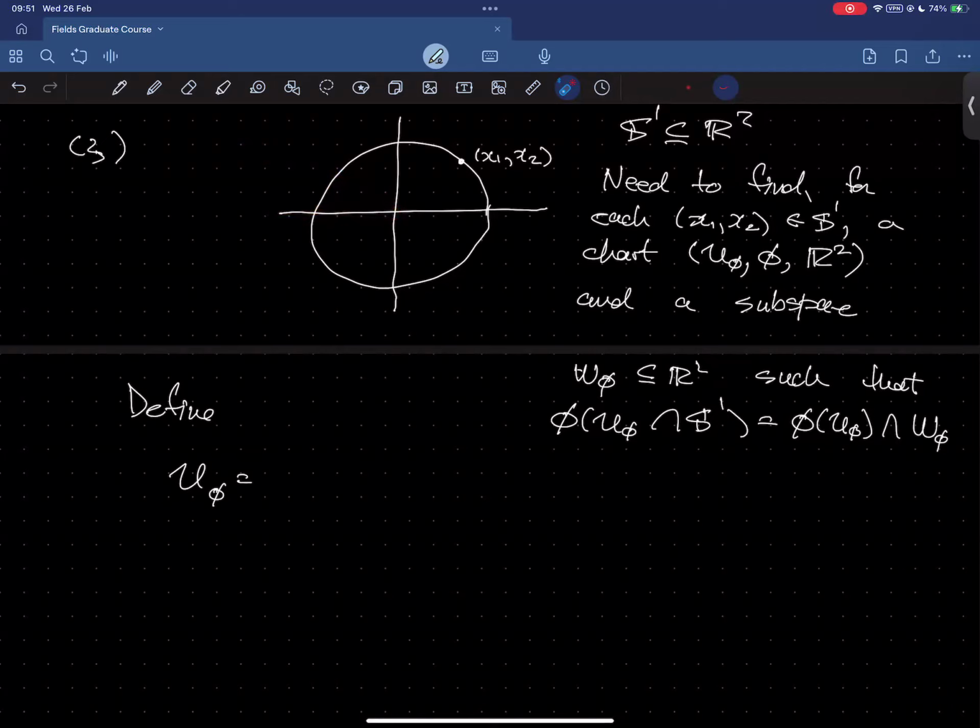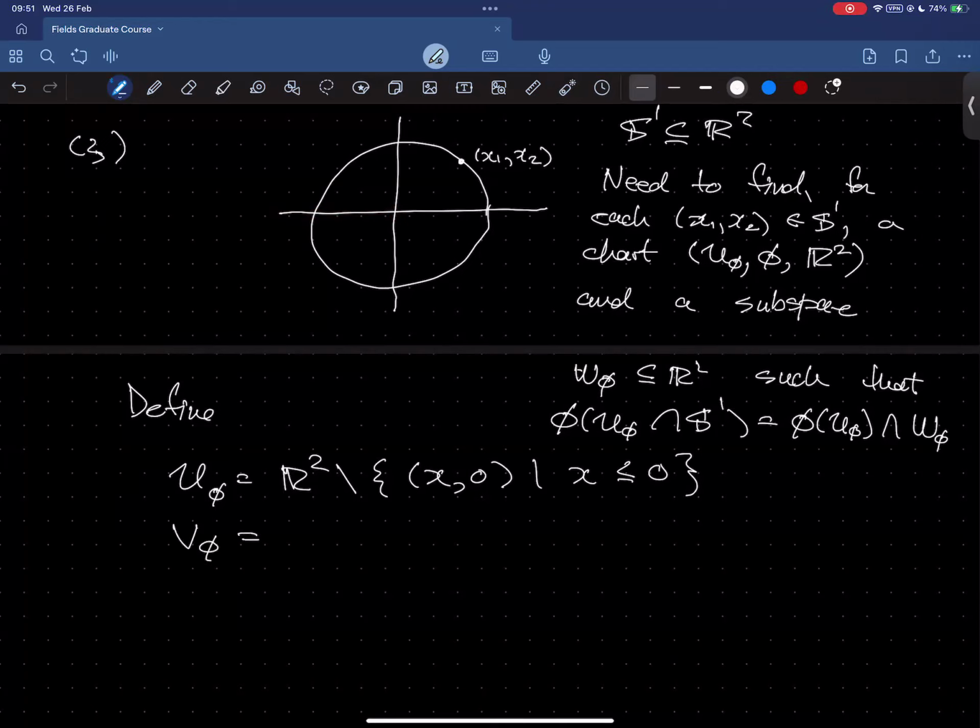So it's going to be R2 take away the set of points (x, 0) where x is less than or equal to 0. So it's R2 take away that line including the origin. That's the domain U phi. V phi is going to be R2. We're talking about polar coordinates here, which are r, theta, or for us, theta, r minus 1. So there's two of them, so R2.